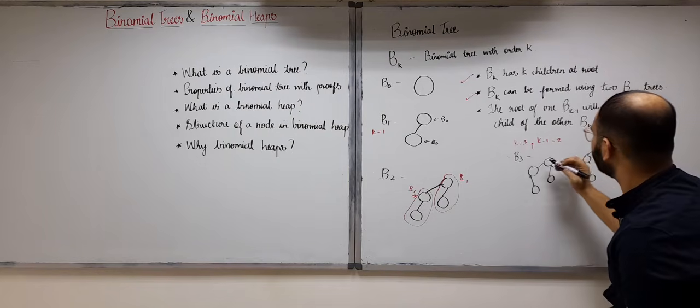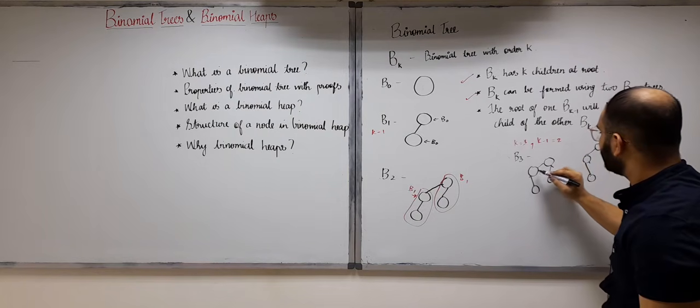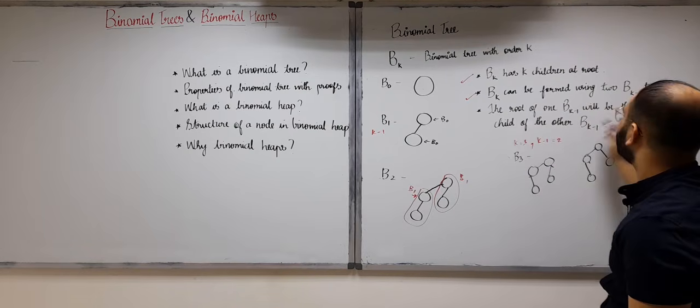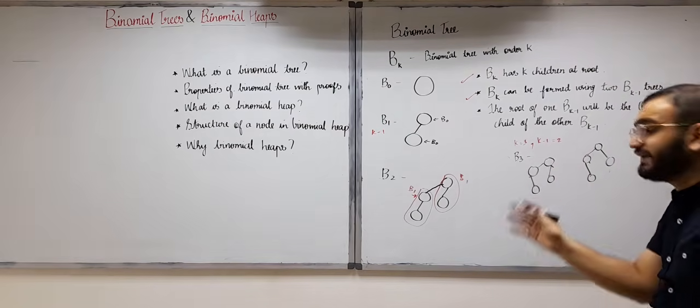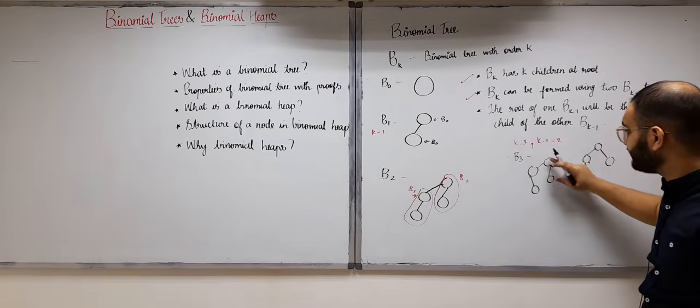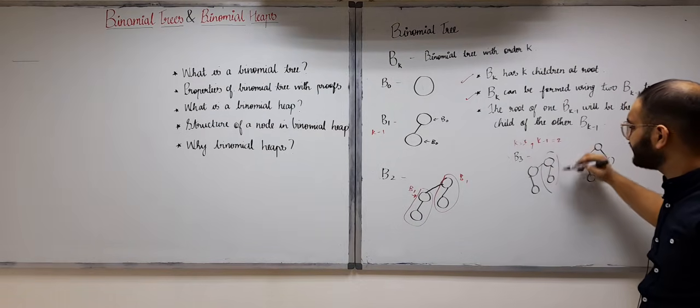And the root of one B1 will be the leftmost child. So this one B1 will be the leftmost child. Yes, it is the leftmost child of the other B1. Right? This is my other B1, this one. This one is my other B1, correct?